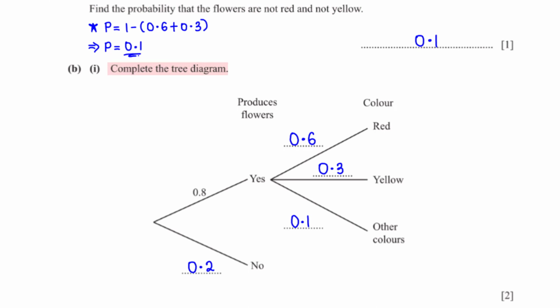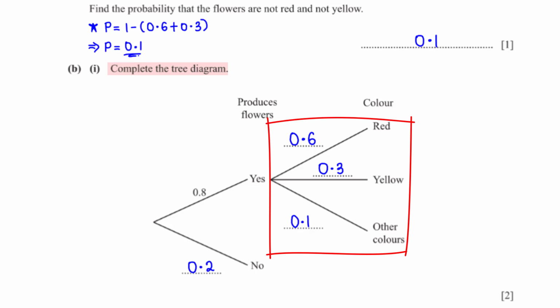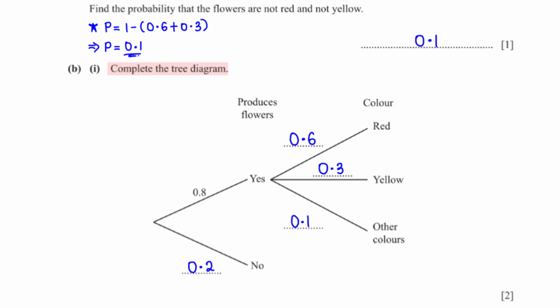Complete the tree diagram. The sum of probabilities of a set of branches must be equal to 1. So for this, the probability that the seed does not produce flowers is 1 minus 0.8, which is 0.2. For this, we've already been given the probability that the flowers are red as 0.6 and the probability that the flowers are yellow as 0.3. And we already found the probability that the flower is any other color as 0.1.